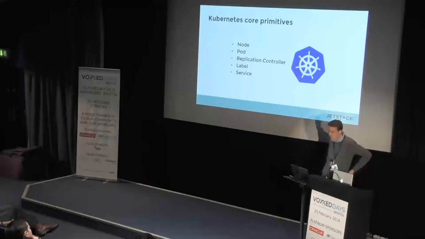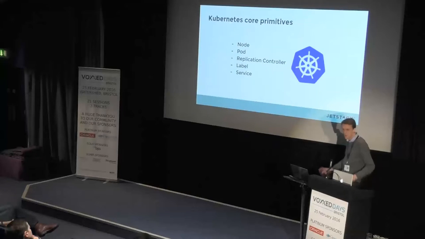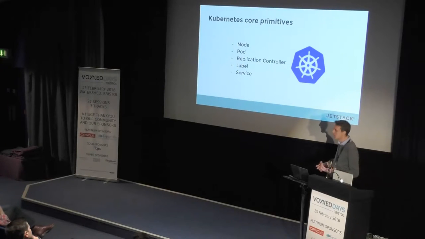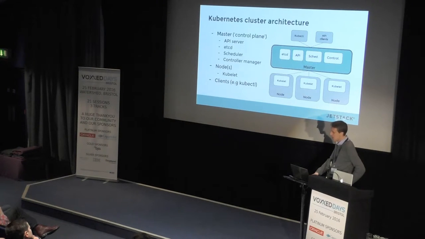Some of the core primitives then. These ones, the core ones, and there's a bunch more that we'll tackle. James calls these the subatomic particles. I like the way of describing that, because this is really it. If you nail these, then I think you're certainly getting your head around how things work in Kubernetes. Nodes, pods, replication controllers, labels, services.